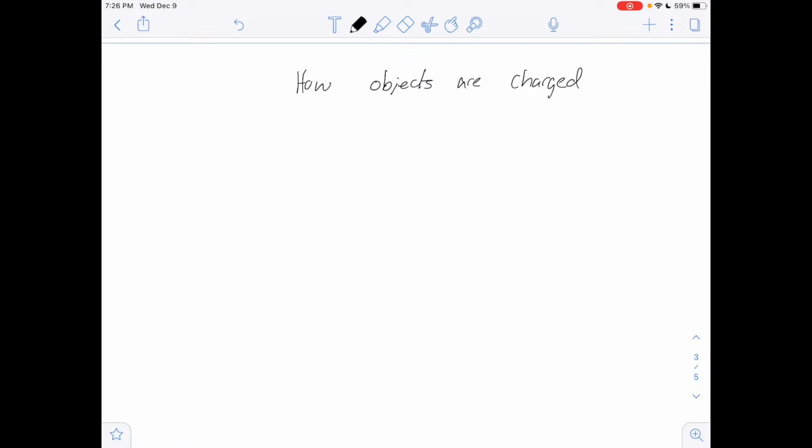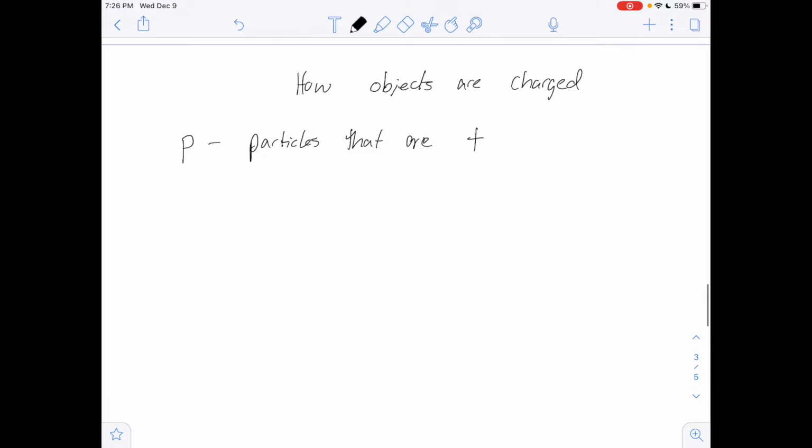In this video, we're going to look at how regular sized objects can be charged. So in the last video, we introduced protons and electrons. And just to review here, P stands for protons, and protons are particles that are positively charged, and electrons are negatively charged. Now here we're just talking about particles, not actual full-sized objects, right? These are particles that make up atoms, and those atoms are what make up everyday objects.